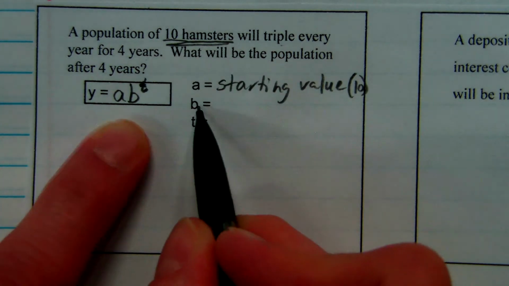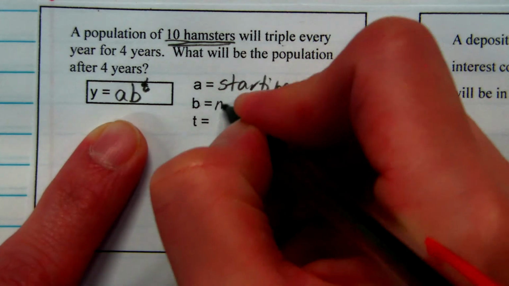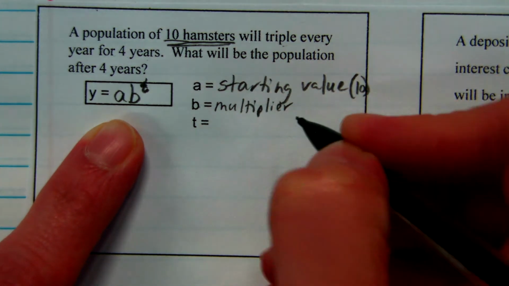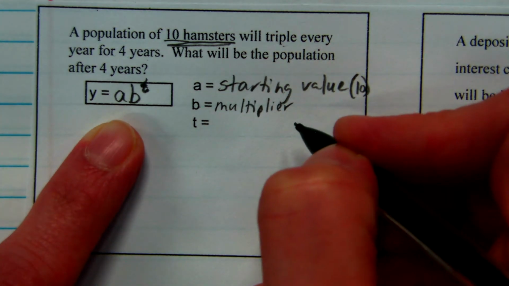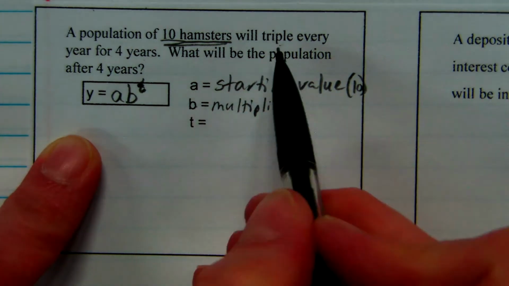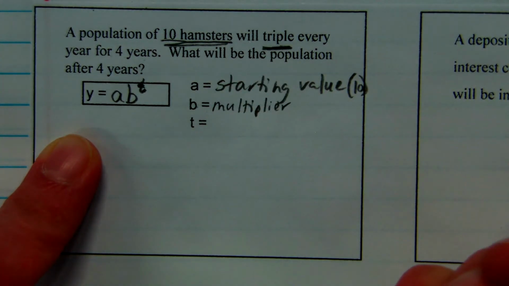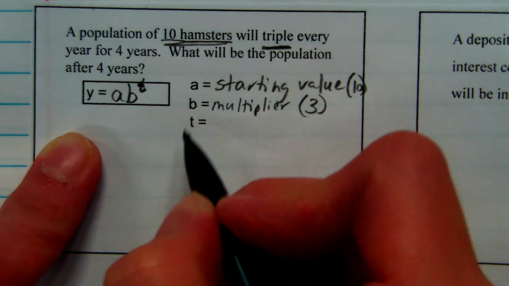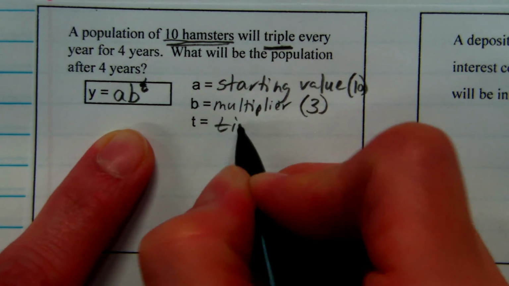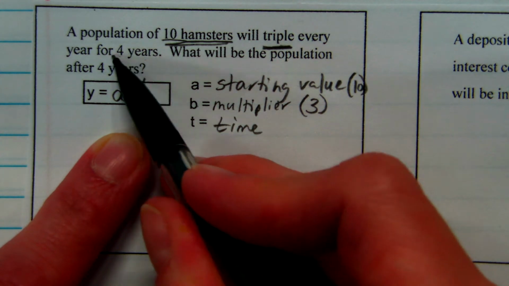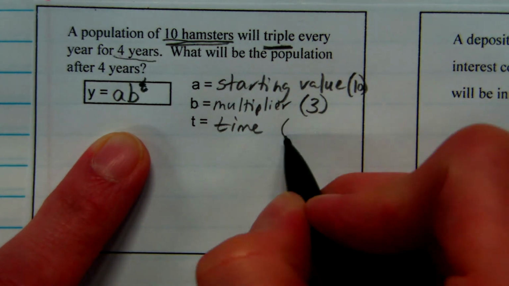Okay? B is what we call the multiplier. Sometimes they call it the multiplier, sometimes they call it the growth factor. It's basically that number that's the pattern. So if it's tripling, what are we multiplying by? 3. So in this case, that's going to be 3. And then T is your time. In this case, it's in years, and we're going to have 4 years. So we'll put that in.